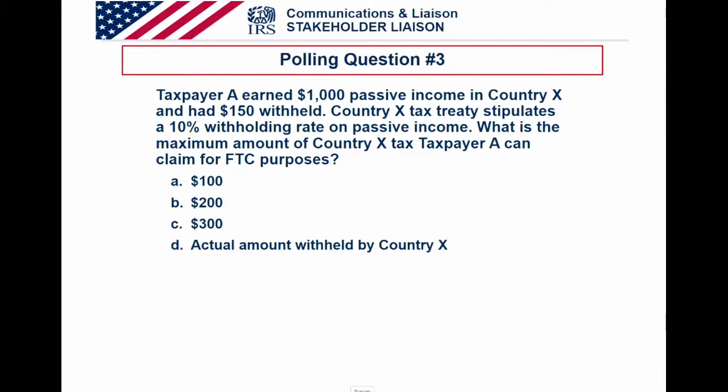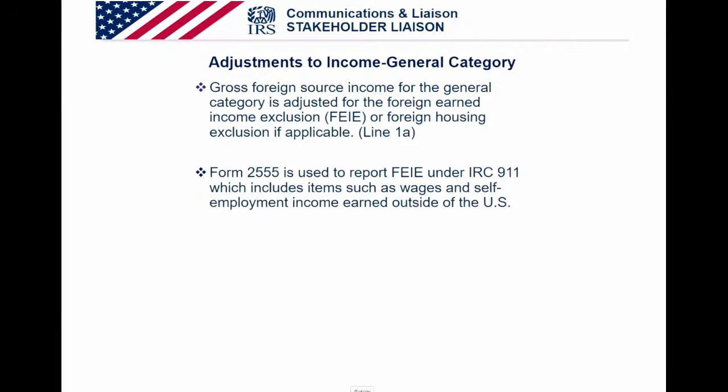So let's share the correct answer on the next slide. And the correct response is A, 100. The taxpayer can file for the refund from the foreign country. I see that 81% of you responded correctly, so that is a great correct response rate.